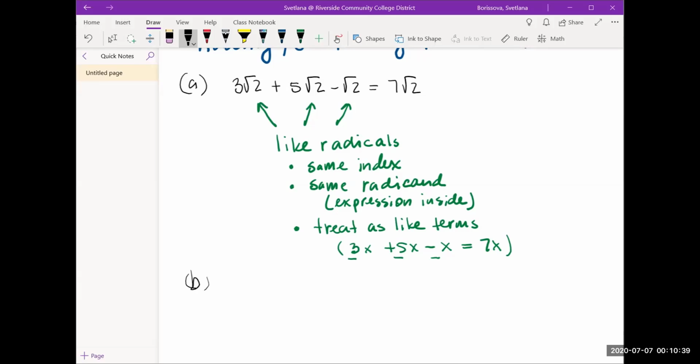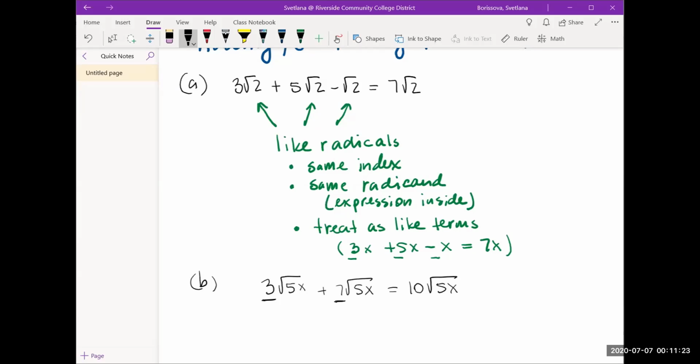For the next example, example B, inside the radical I can have not only a number but also a number with a variable. So it's 3 square root of 5x plus 7 square root of 5x. Same idea. Do we have the same index here? Yes, both are square roots. Do we have the same expression inside those 2 radicals? Yes, 5x in each. So they're like radicals, and we add them by combining their coefficients, the numbers outside of the radicals. So 3 plus 7 is 10. So it's 10 square root of 5x.